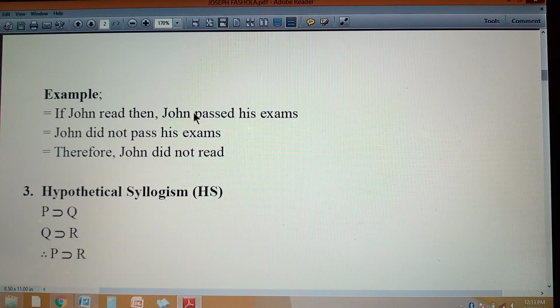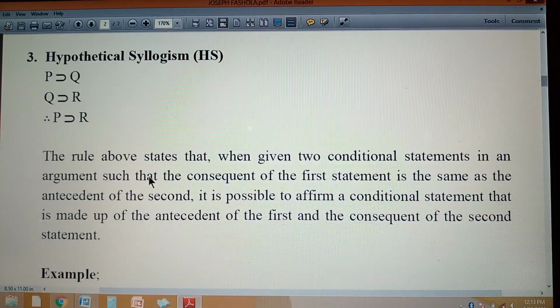So if John read, then John passed his exams. John did not pass his exams, therefore John did not read. Then we have hypothetical syllogism.